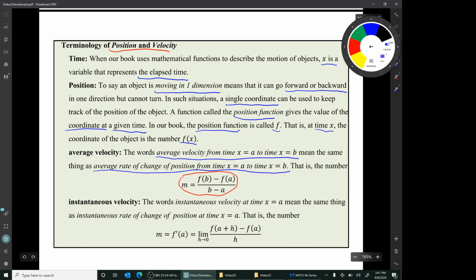And the words instantaneous velocity at time a mean the same thing as instantaneous rate of change of position at time a. So in other words, you get the instantaneous velocity by doing the computation for the instantaneous rate of change. This computation.